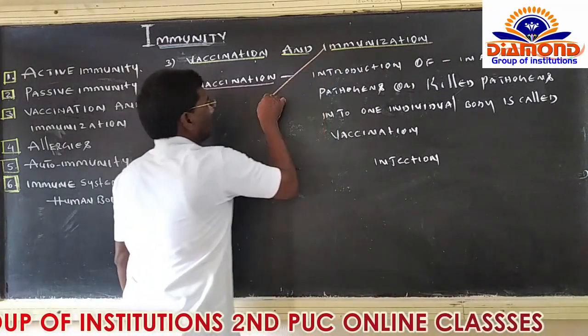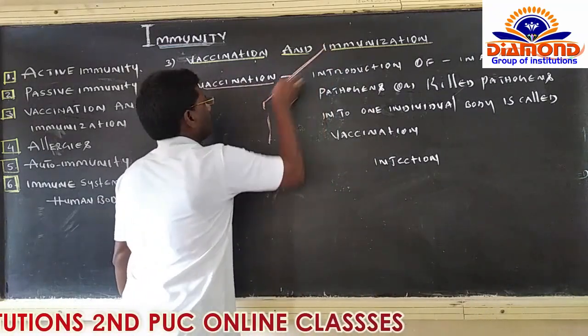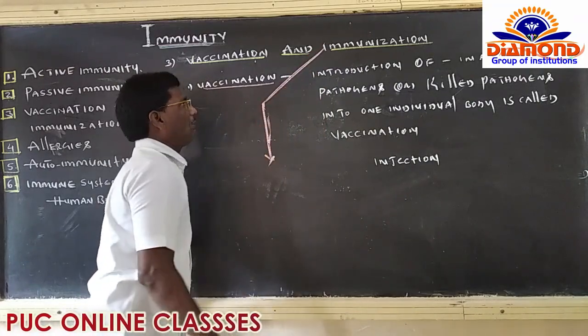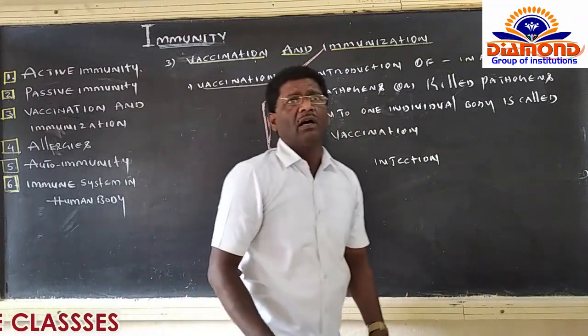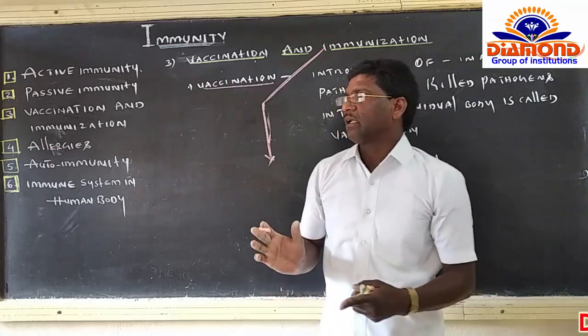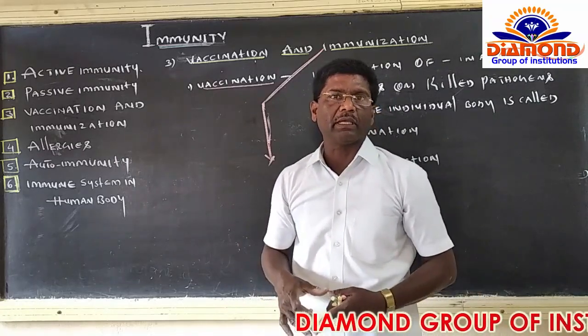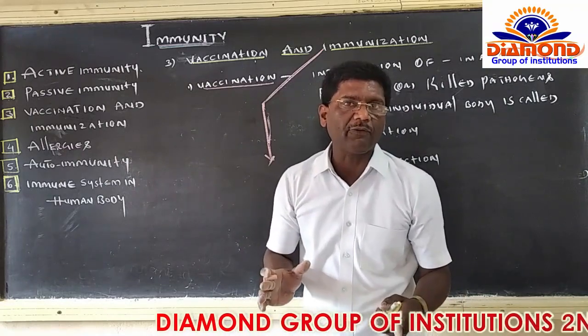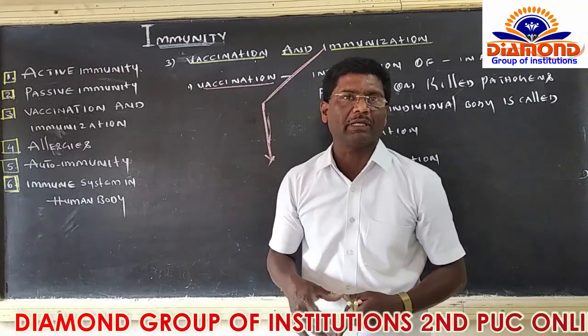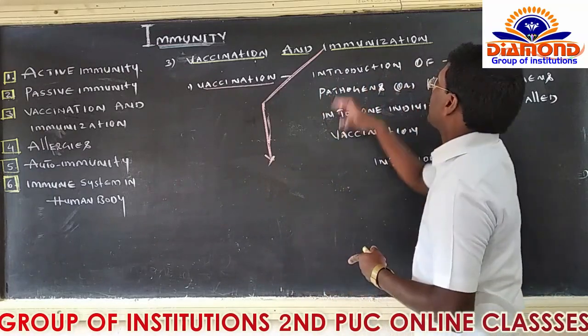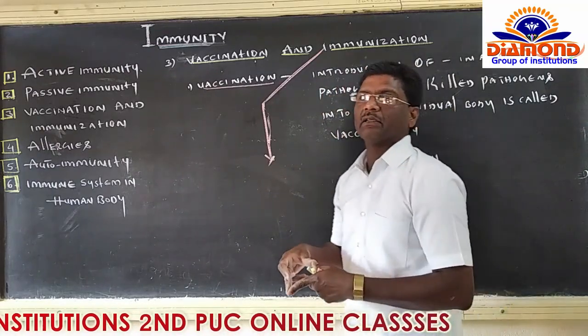And what is the meaning of immunization? Immunization is what happens right after vaccination: how the vaccine reacts inside the human body, and what the status of the vaccine is in the human body. That particular phenomenon is called immunization.